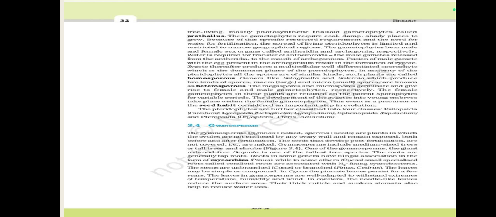The roots are generally tap roots. Roots in some genera have fungal association in the form of mycorrhiza, as in Pinus, while in some others, such as Cycas, small specialized roots called coralloid roots are associated with nitrogen-fixing cyanobacteria.